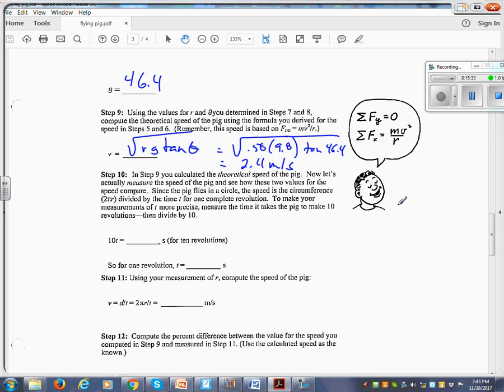Okay, so that is, based on our theory, the theoretical speed of the pig as it moves in a circle. So now we're going to actually measure the speed and see how close we get. It says, in step 9 you calculated the theoretical speed. Now let's actually measure the speed of the pig and see how these two values compare. Since the pig flies in a circle, the speed is the circumference, 2 pi r, which is the distance, divided by the time t for one complete revolution. To make your measurements of t more precise, measure the time it takes the pig to make 10 revolutions and then divide by 10.